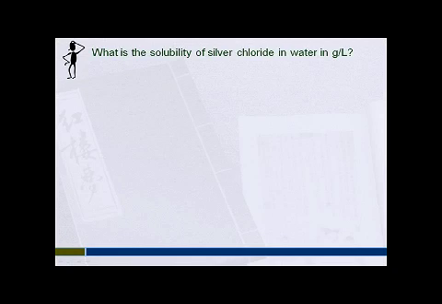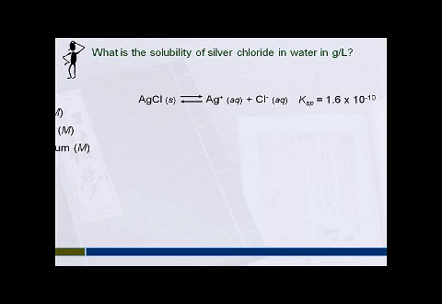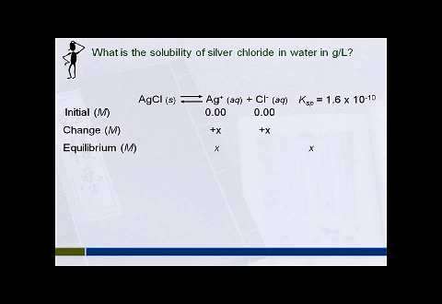What is the solubility of silver chloride in water in grams per liter? Well, we have the equilibrium expression for the dissociation of the ions as it dissolves, and we look the Ksp up in the table. We then set up our ICE chart like normal. The initial concentrations of silver and chloride ions is 0. The change will be plus x. At equilibrium, they'll both be x.